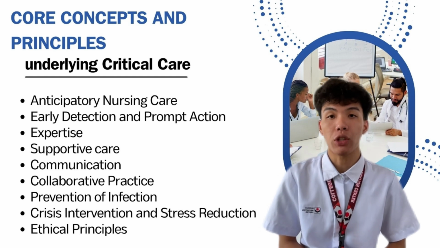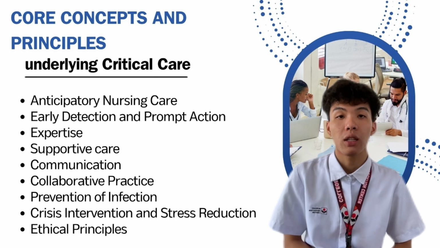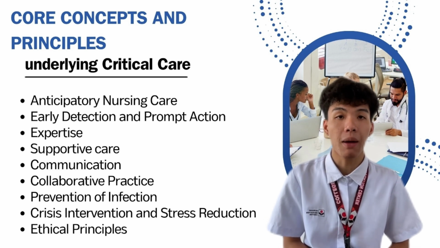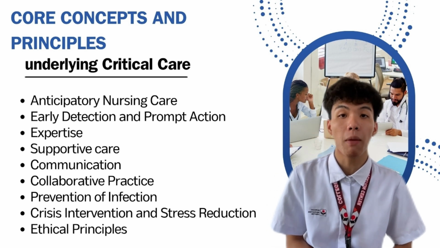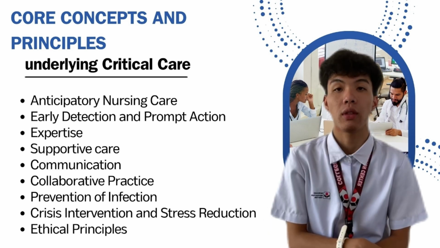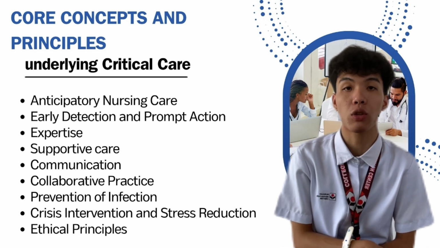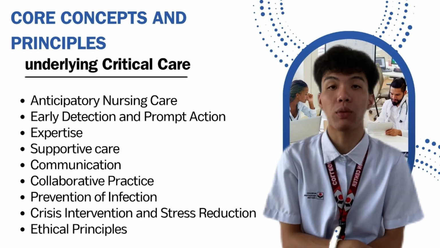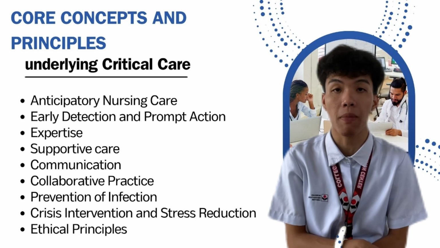Number five, communication. Effective communication with patients, families, and the healthcare team is crucial for coordinating care and ensuring all parties are informed. Example, a nurse might explain the purpose and potential side effects of a new medication to a patient and their family, ensuring they understand the treatment plan. Number six, collaborative practice. Working together with other healthcare professionals to provide comprehensive care. Example, a critical care nurse collaborates with doctors, respiratory therapists, and dietitians to develop a holistic care plan for a patient with multi-system failure.